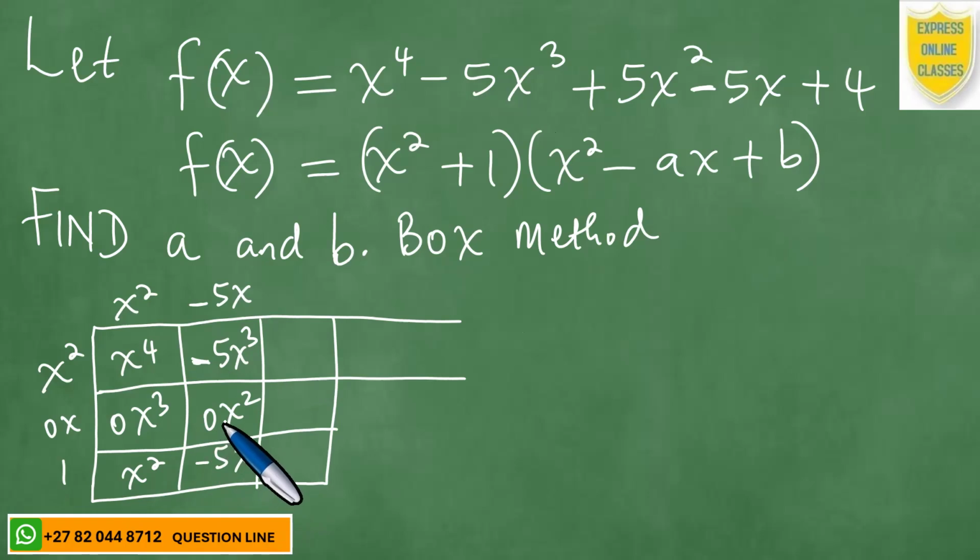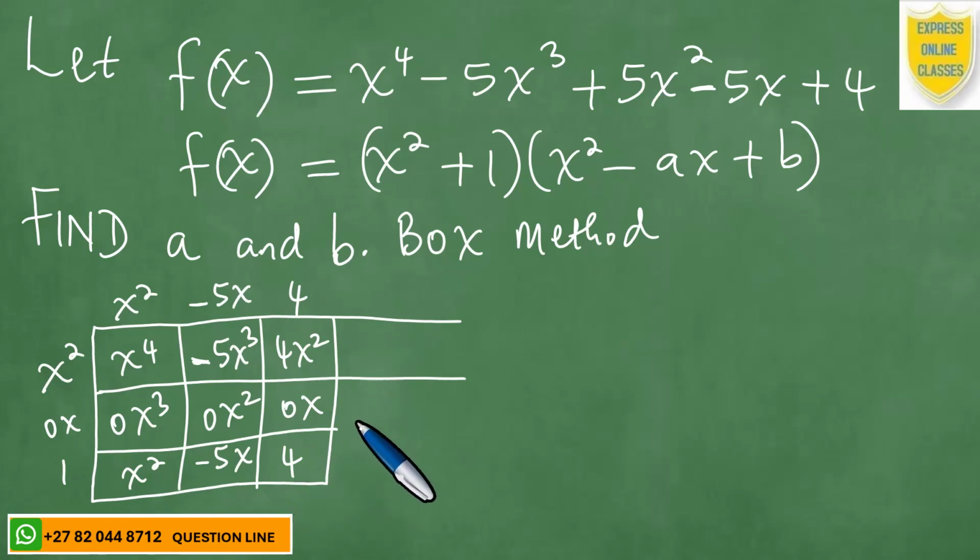Now we look at the x squared that is there. If you add all these x squared and the 0x squared, they give us x squared. But the sum of the x squared terms must be 5x squared. So this one can only be 4x squared. If you take 4x squared divided by x squared, it gives us exactly 4. x squared times 4 gives 4x squared. 0x times 4 gives 0x. 1 times 4 gives 4 there.